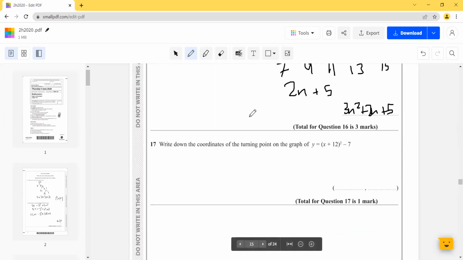Okay. Question 17, write down the coordinates of the turning point of this graph. Well, the 12 becomes minus 12 and you have minus 7.